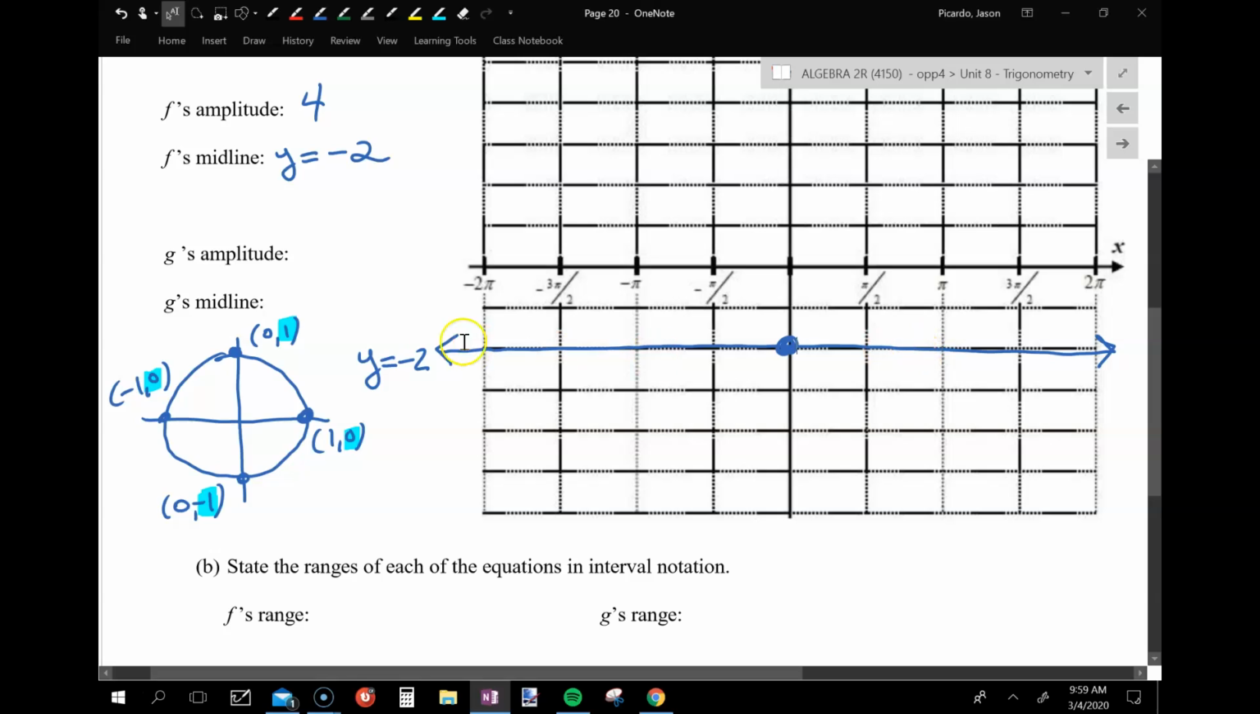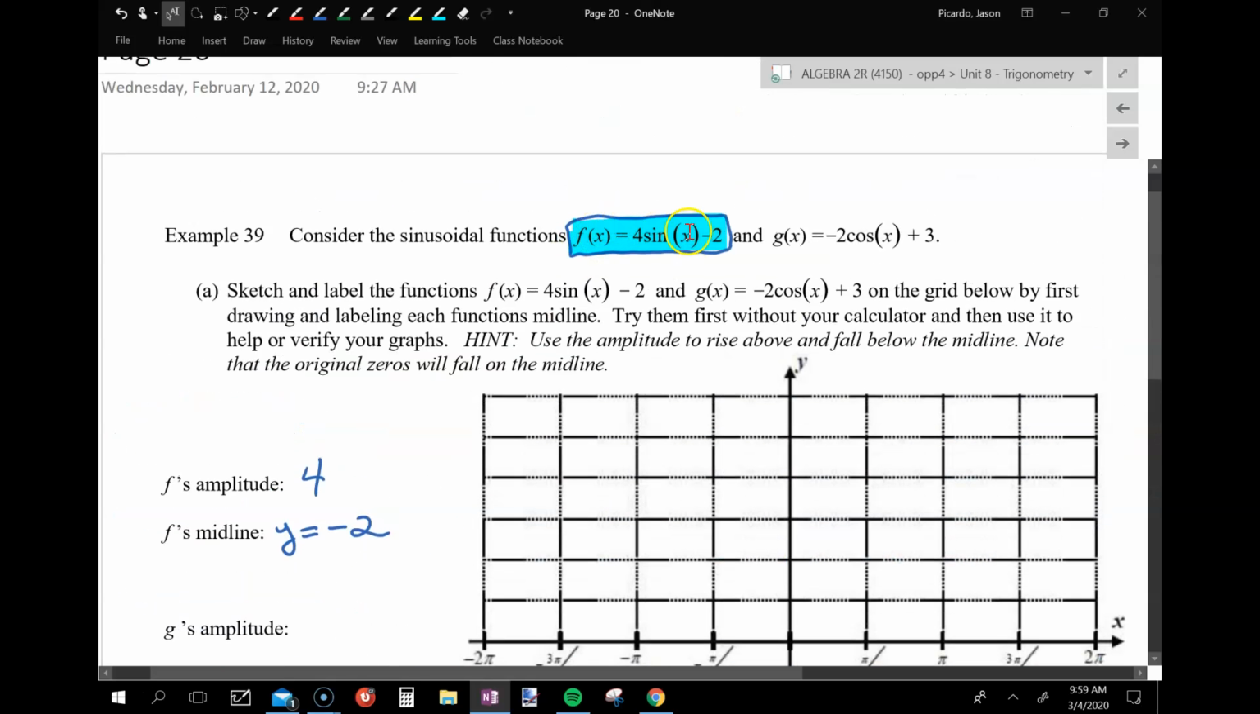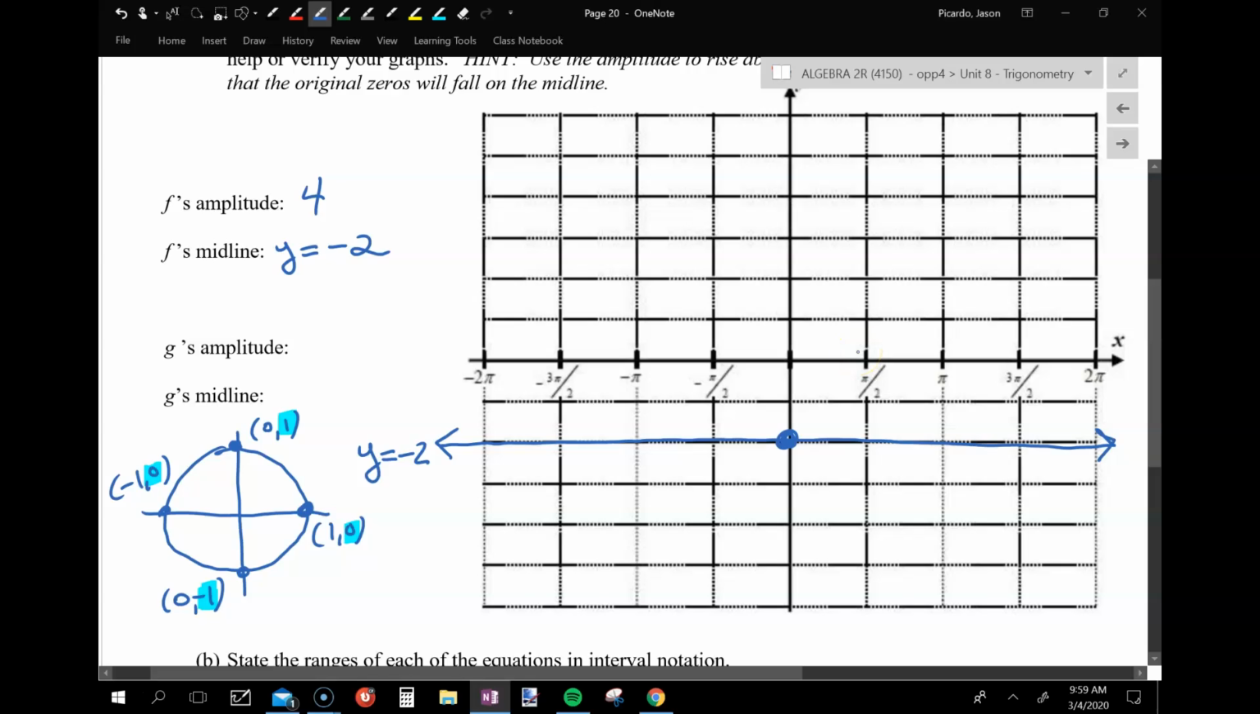All right, now we're going to go to 90. What's the value of sine of 90? 1, correct? What is 1 times 4? 4. What is 4 minus 2? 2. So at 90, I'm going to go to 2. Does that point make sense in terms of what I said was going to happen? Why does it make sense? Because this point is 4 units above the line, correct?